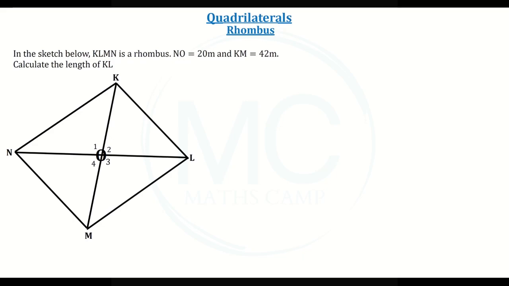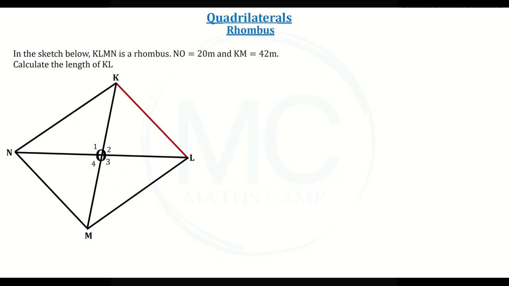In the sketch below, KLMN is a rhombus, NO is 20 meters, and KM is 42 meters. Calculate the length of KL. KL is one side of the rhombus KLMN, so let's make it red.